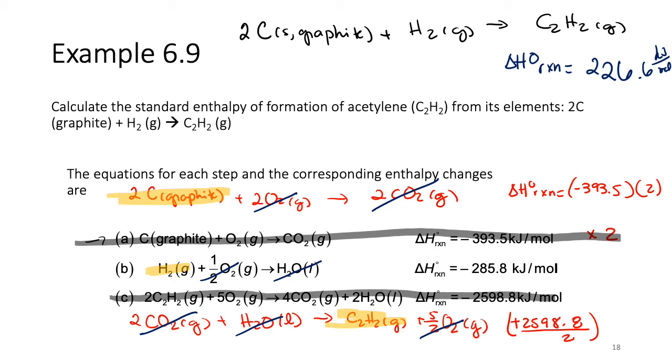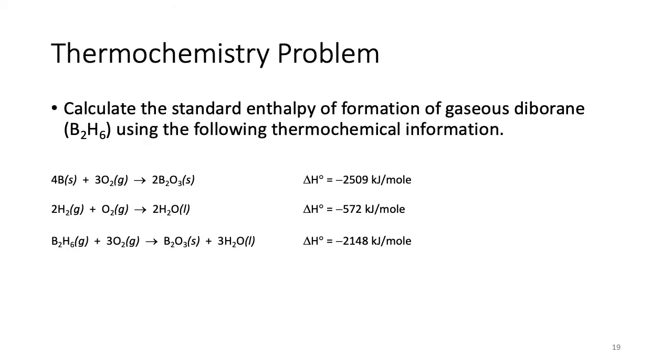That is how you do this problem. Okay, so we now have another problem. All we're doing is getting through how we build these equations. It says calculate the standard enthalpy of formation of gaseous diborane using the following thermochemical information.